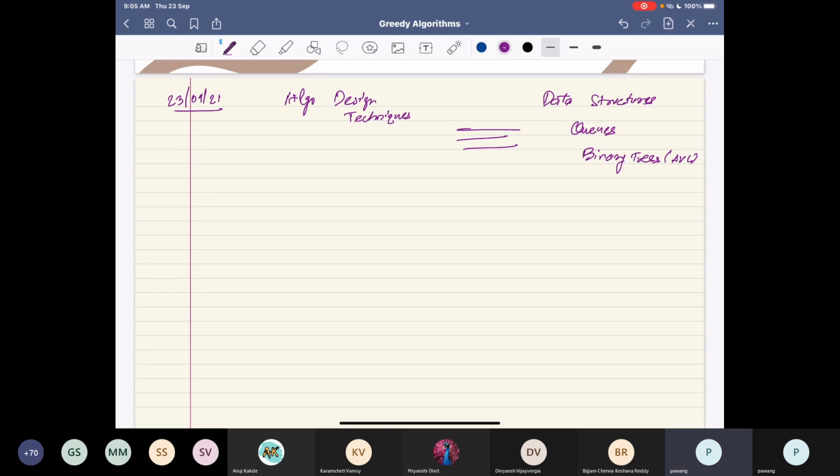So what are the techniques we covered in algo design? Divide and conquer. Then we talked about dynamic programming. Okay. Now what is the similarity between the two? How are these two similar? What is similar among these techniques?